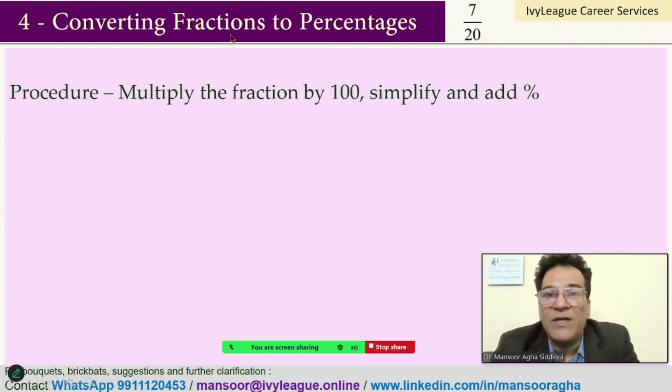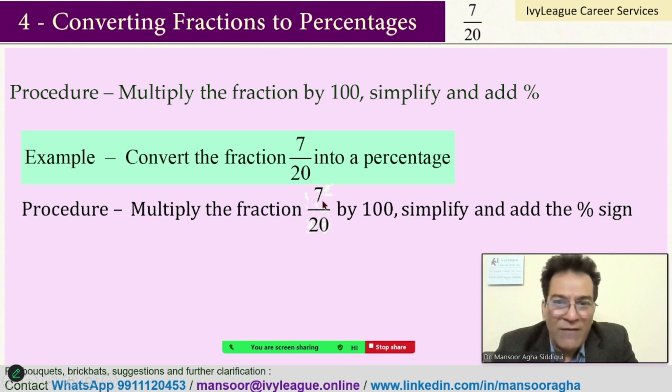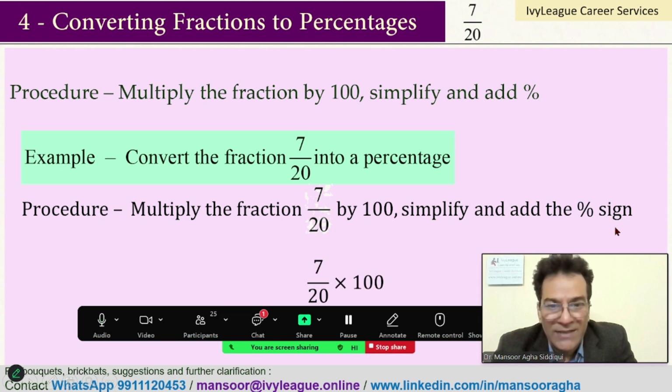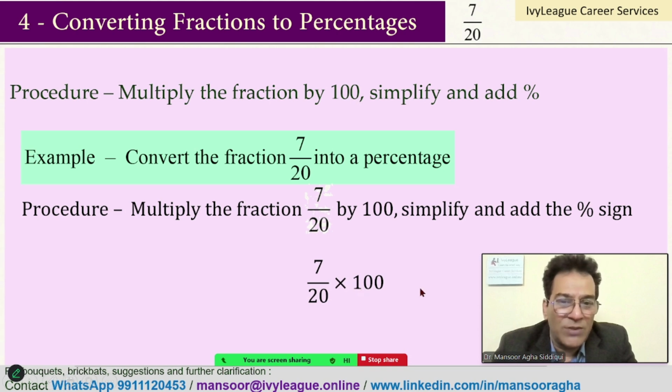So whenever you have to convert a fraction into a percentage, always remember you have to multiply the fraction by 100, simplify it, and then add a percentage sign. So if I get 7 upon 20, then the easy way to convert it into a percentage value is to multiply 7 upon 20 by 100, simplify, and add a percentage sign. As a result, you end up getting this: 7 upon 20 multiplied by 100, you simplify it further.